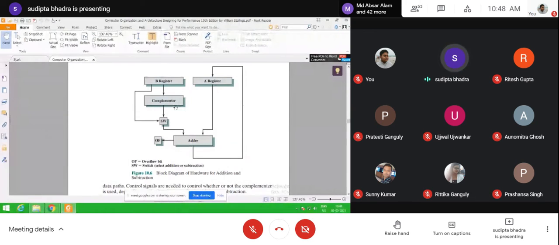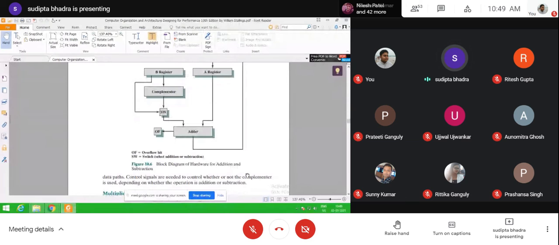Here the switch SW is used so that in case of addition, it takes the value directly, and in case of subtraction, it takes the value from the complementer. And OF is the overflow bit.